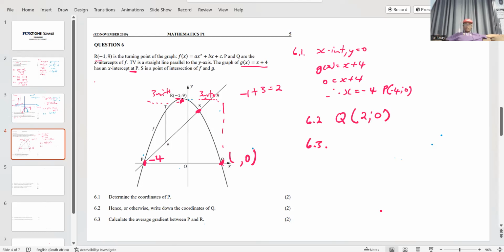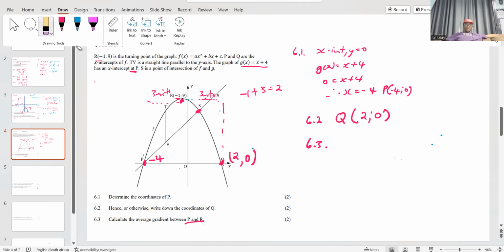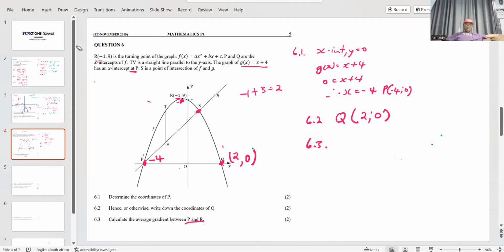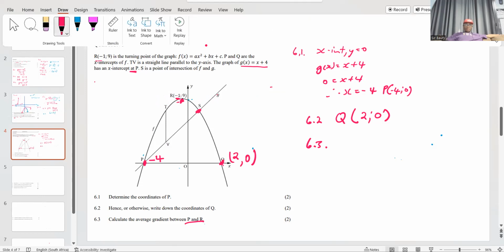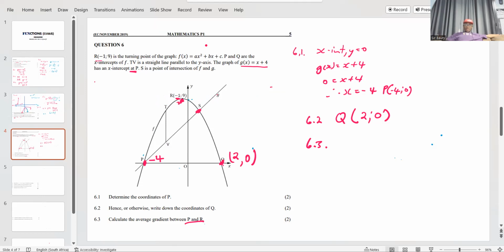Then I get to the third question. Calculate the average gradient between P and R. P and R. So P then R. The gradient of PR is equal to yR minus yP all over xR minus xP, right?